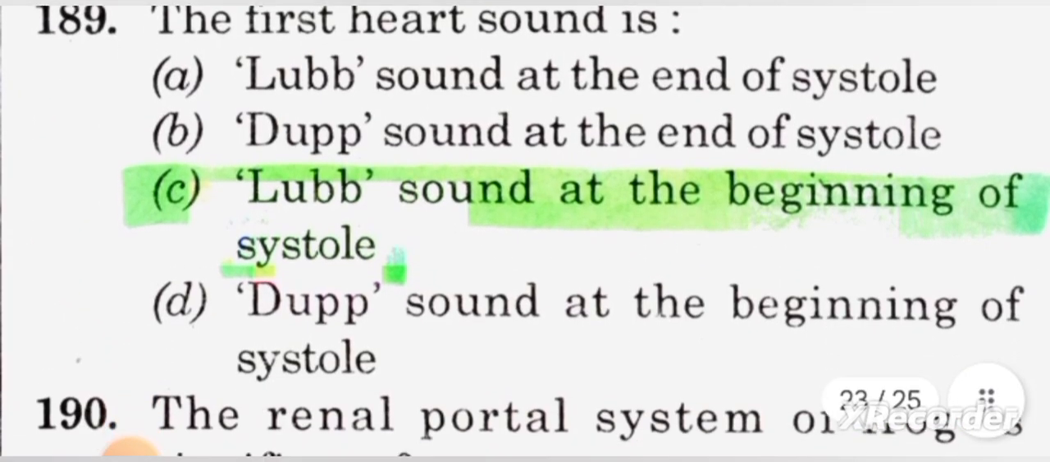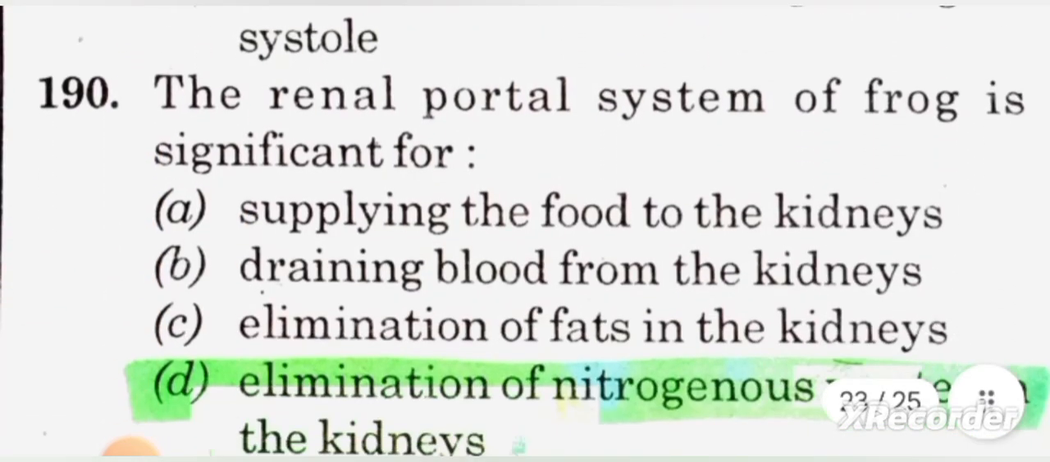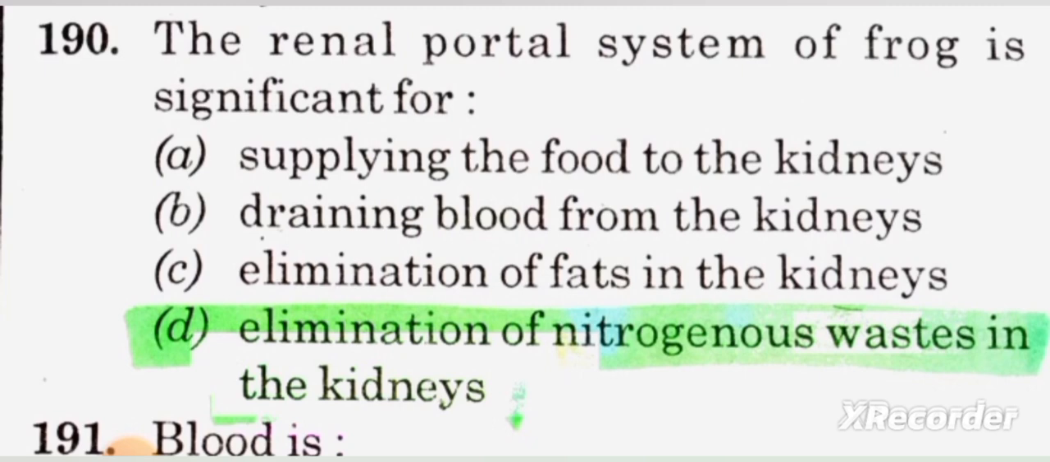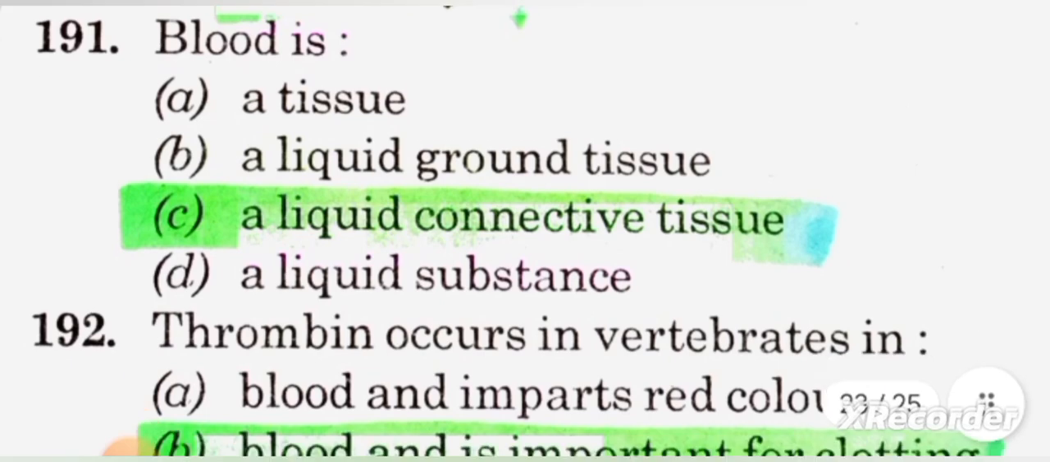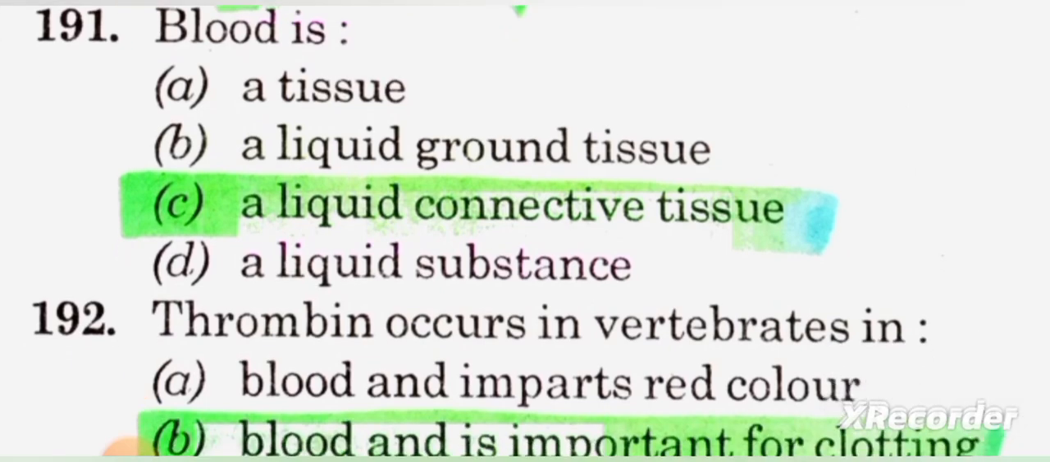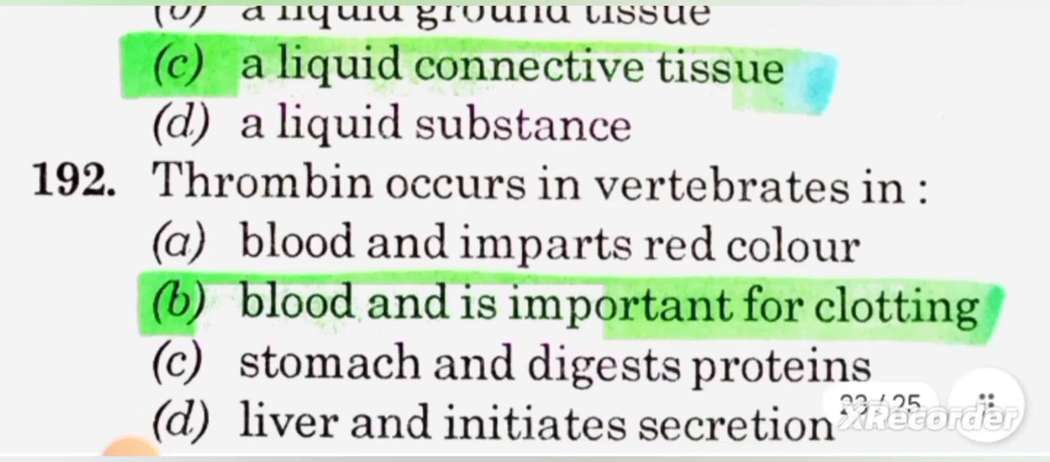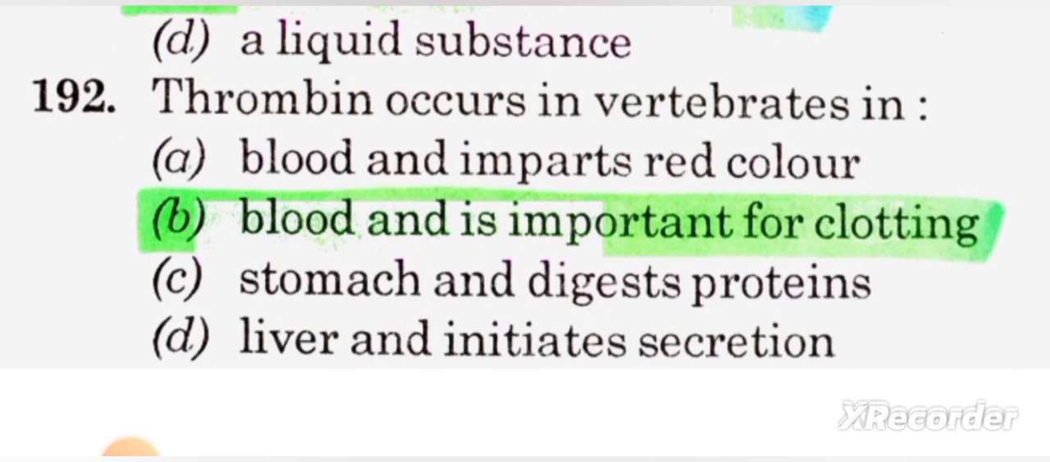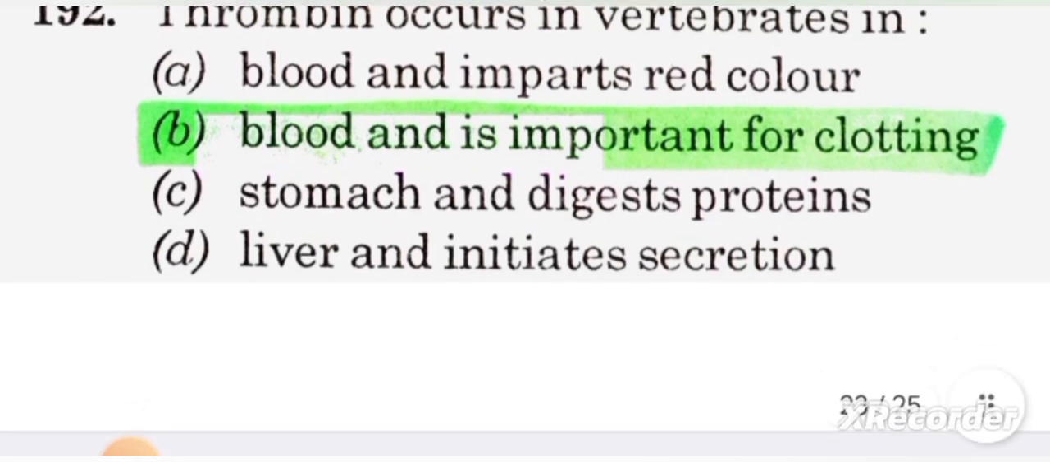Next, 189. The first heart sound is. Answer C. Lup sound at the beginning of systole. 190. The renal portal system of frog is significant for. Answer D. Elimination of nitrogenous base in the kidney. Next, 191. Blood is. Answer C. A liquid connective tissue. 192. Thrombin occurs in vertebrates in. Answer B. Blood and is important for clotting.